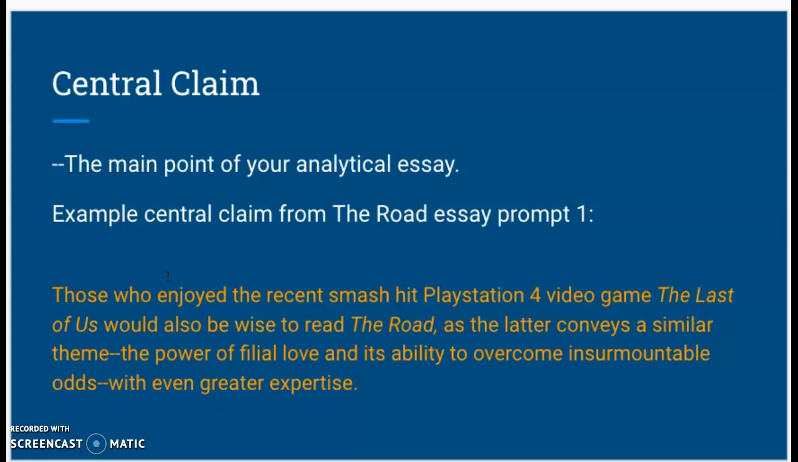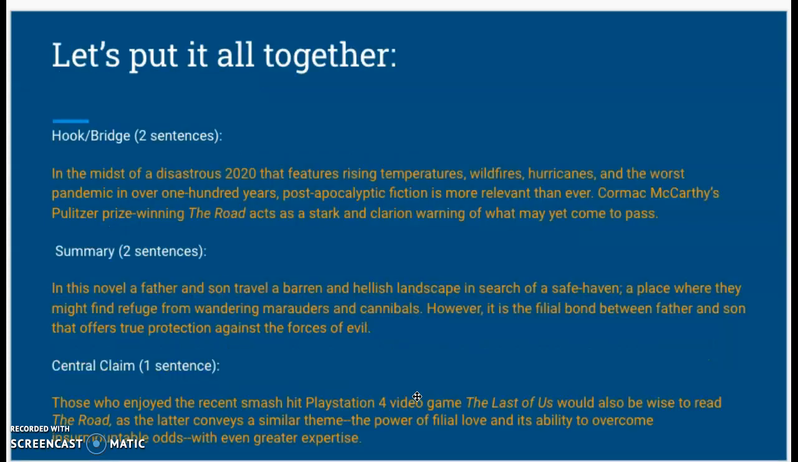So what I'm saying in my central claim is that both The Road and The Last of Us are about the power of filial love, the power of parental love, and the power of parental love to overcome anything. But I am arguing in my central claim that The Road accomplishes that theme with greater expertise, that The Road is a deeper examination of that very complex theme. So I'm basically arguing that The Road is a superior story to The Last of Us, despite my love of The Last of Us as a video game. So let's put it all together.